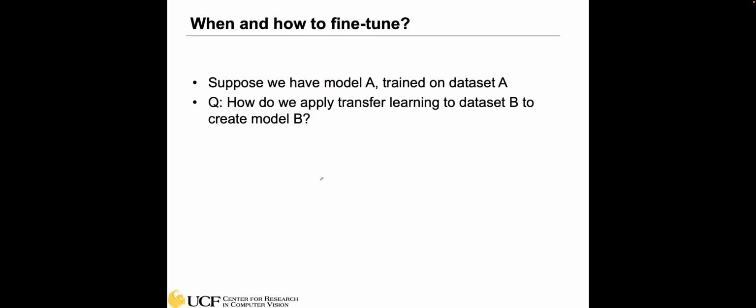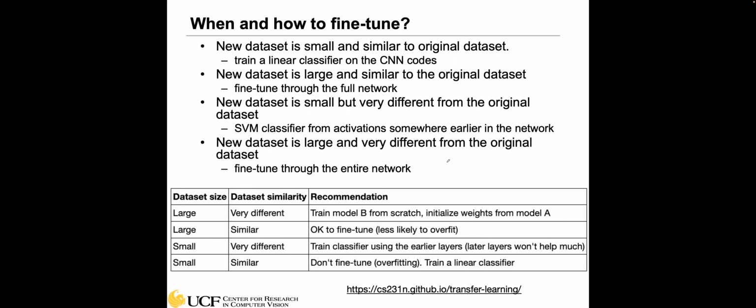So there are some general guidelines, right? If we have a model A trained on a data set, how do we apply transfer learning to data set B to create a model B? Here I have some very general recommendations, okay?